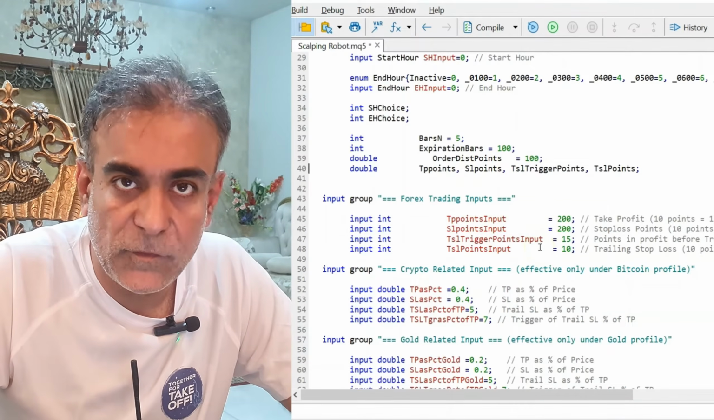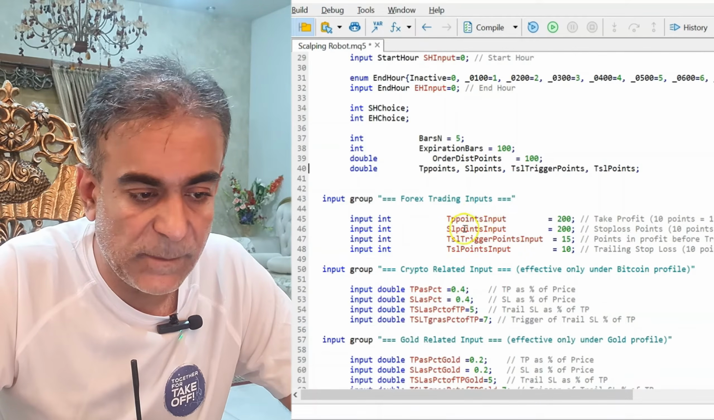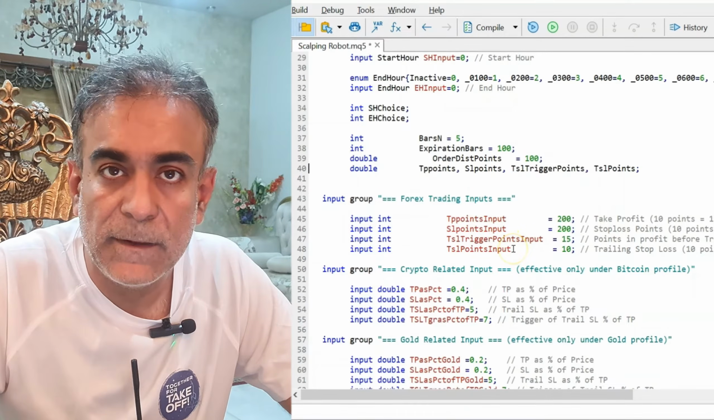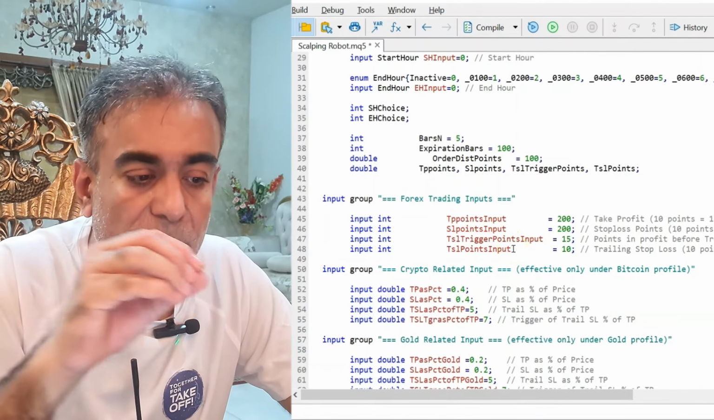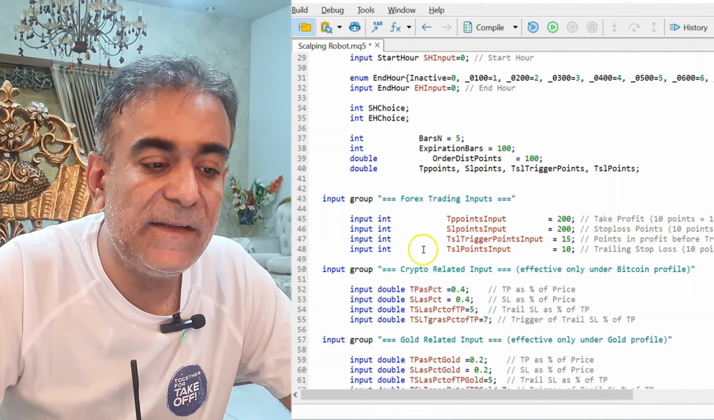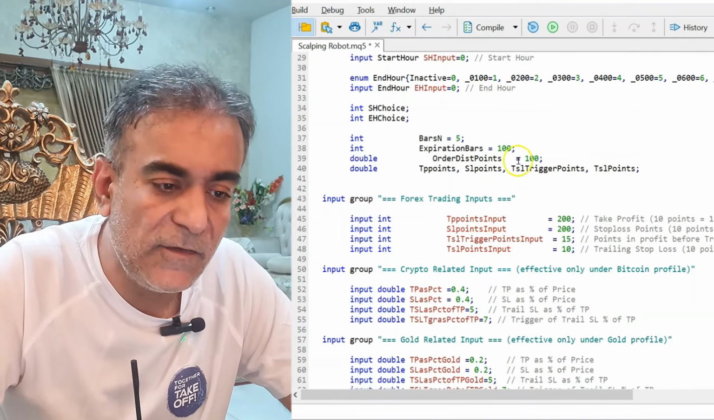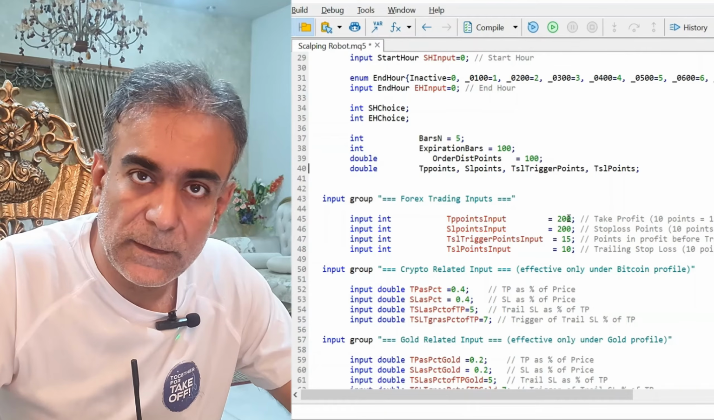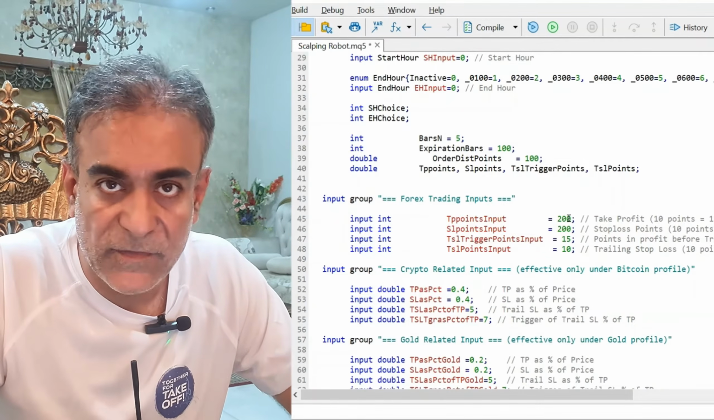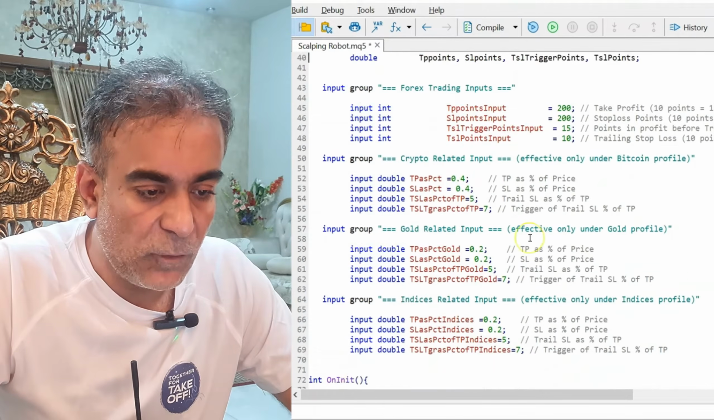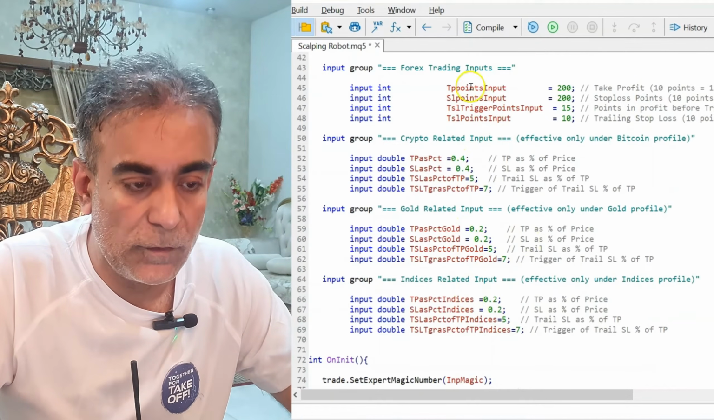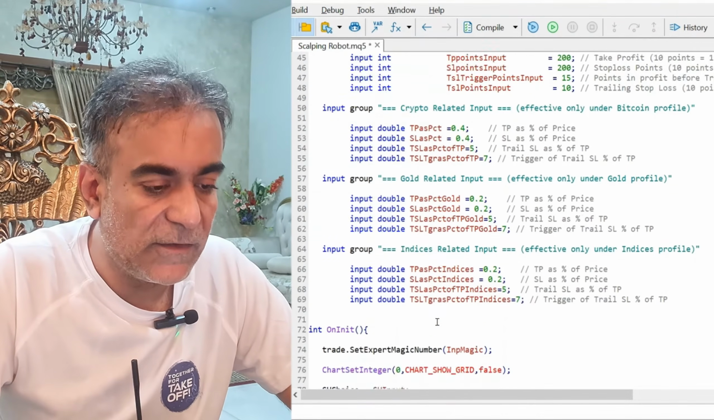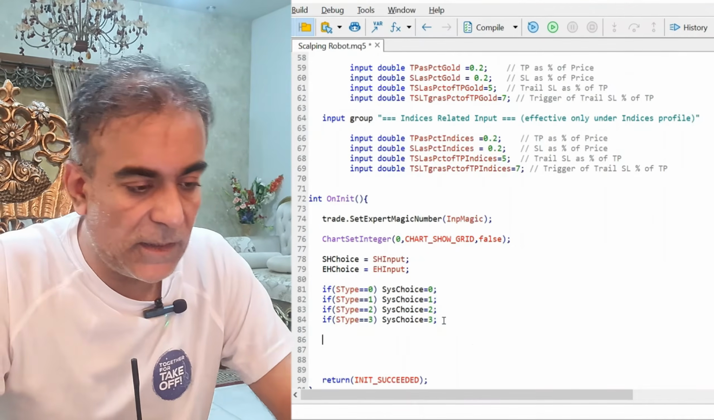Now, if you would remember from the Forex coding video, these variables were called TP point, SL point, TSL trigger point, and TSL point, but I've added the word input at the end of all of them, so that once we collect the value on the Forex from the user, these are input variables, but these are not assigned yet to the variables that we're going to use in the EA. So while we collect the input, we keep it in the user provided input variables and do not assign it to anything at this point in time. Same goes for crypto, same goes for gold, same goes for indices. All of these are collected from the users, but these are not assigned anywhere. So now on initialization, what we're going to do is we're going to start assigning.